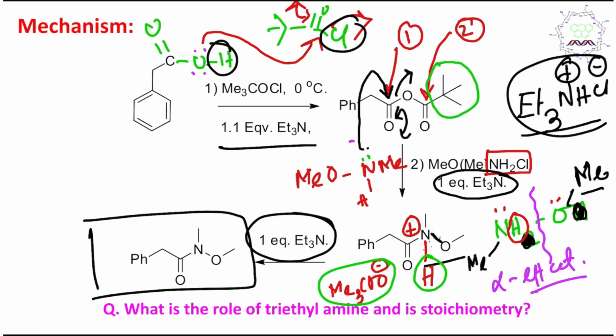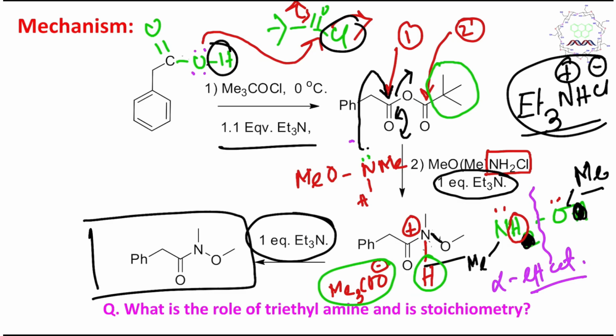Okay, and this Weinreb amide is a very interesting compound for synthesis of ketone and aldehyde by the treatment of organolithium or organomagnesium. And if you want to get aldehyde, you have to use lithium aluminum hydride as a nucleophile. Okay, so that's a different issue.